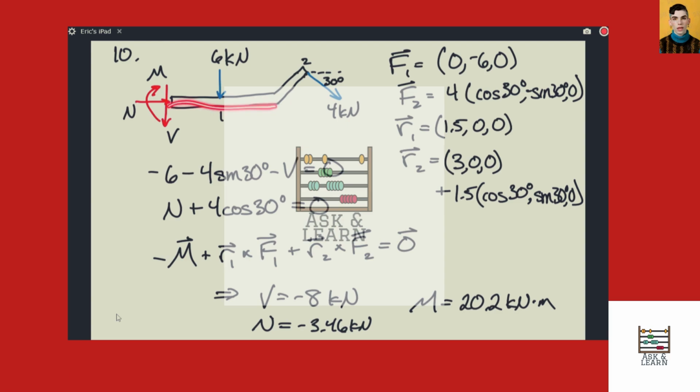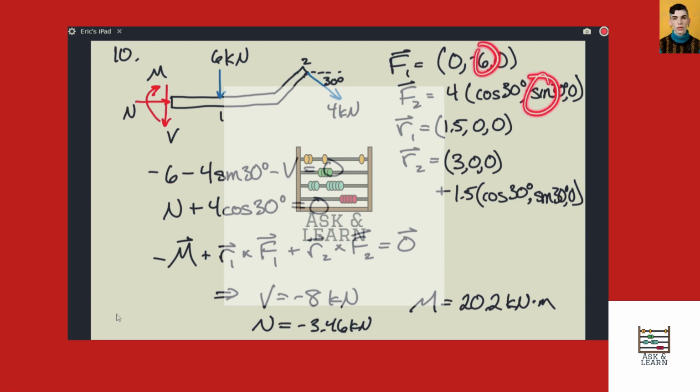And the position of this one I broke into 2 parts, this position vector and then this one. So we have 3 in the horizontal direction, and then 1.5 times cosine of 30 in the x direction and sine of 30 in the y. And then I put zeros here, again because when we take the cross products, we need to consider the third dimension.